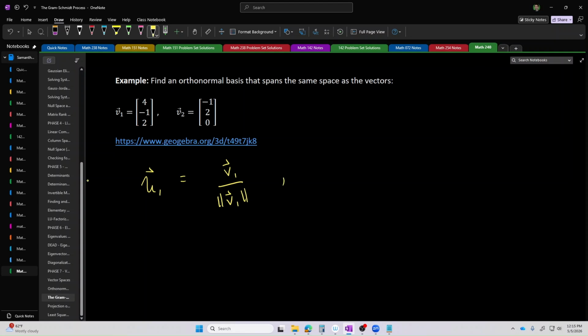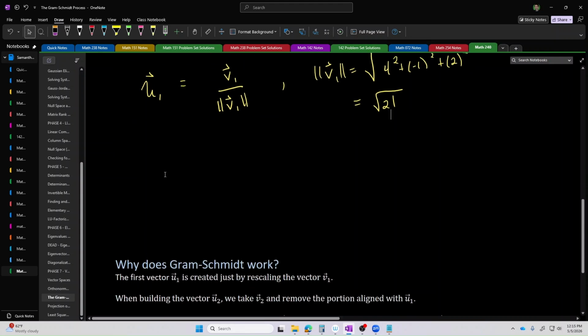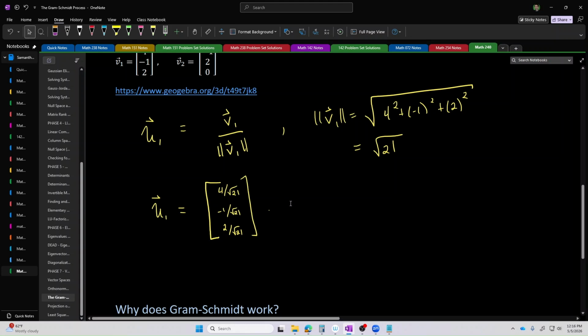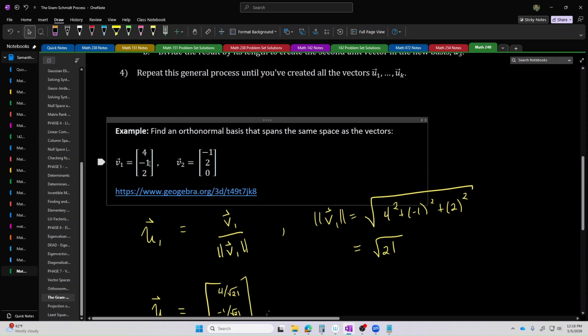So let's go ahead and calculate what is the length of the vector v1. The length would be the square root of 4 squared plus negative 1 squared plus 2 squared. So that would be what? Root 21. And that would make the vector u1 equal to (4 over root 21, negative 1 over root 21, 2 over root 21). So this would be the first element in the orthonormal basis that I'm constructing for the span of these two vectors.